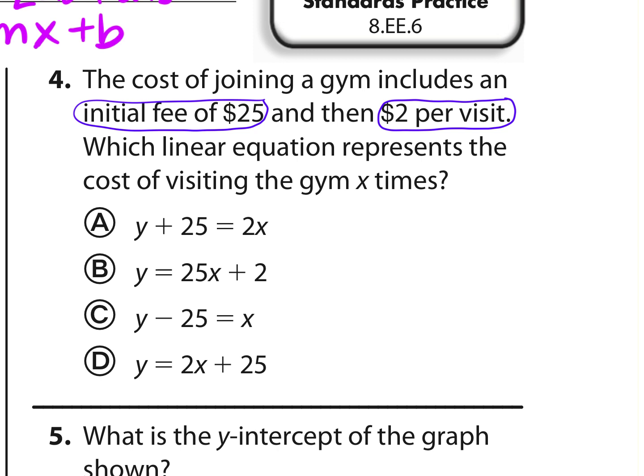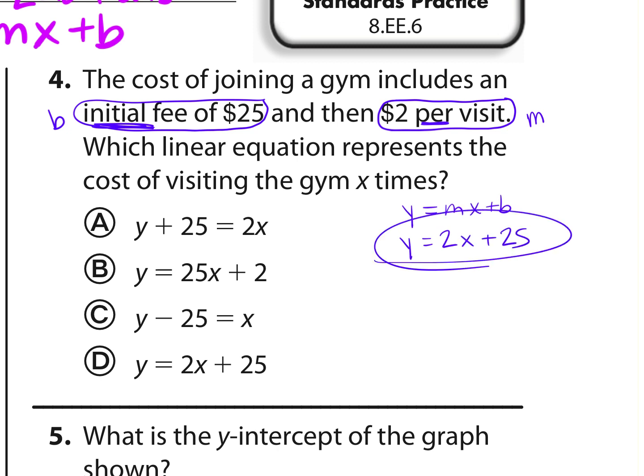Well, one thing that we would notice when we see a word like initial, that's the starting point, and we're talking about the initial value, b, the y-intercept. And when you see a repeated amount, you see something like per, it's indicating repetition. So it's $2 every visit, so it's repeated over and over. That's slope, or rate of change. So in our equation, y equal mx plus b in slope-intercept form, we're just going to plug in m is 2 and b is 25. And this matches answer choice D.